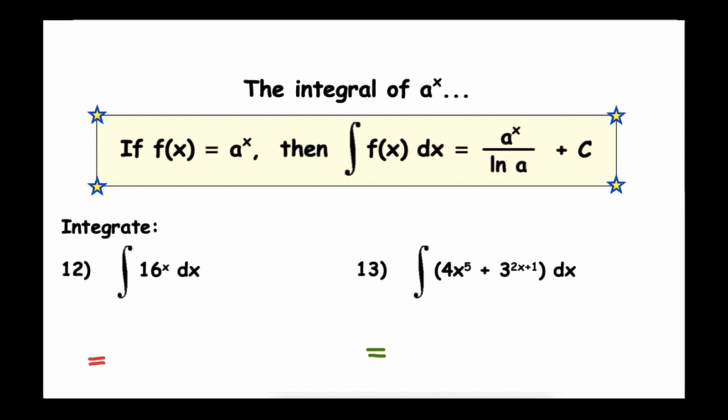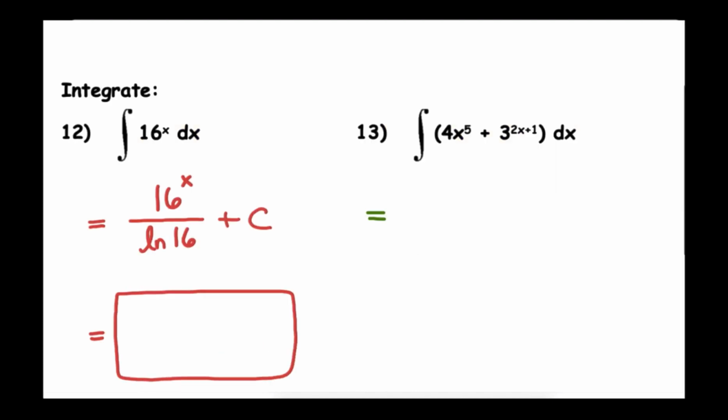16 to the x, so its integral will be itself divided by natural log of 16 plus c. Of course, remember that 16 is actually 4 squared, so you could go 4 to the 2x. You know what, even better yet, 16 is 2 to the 4th. And that would be a little bit more simplified because you'd have a smaller base and you'd have a smaller argument. So I'm going to make the 16 a 2 to the 4th, so that'll be 2 to the 4x over the natural log of 2 to the 4th.